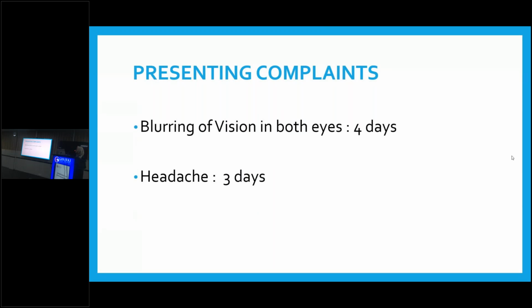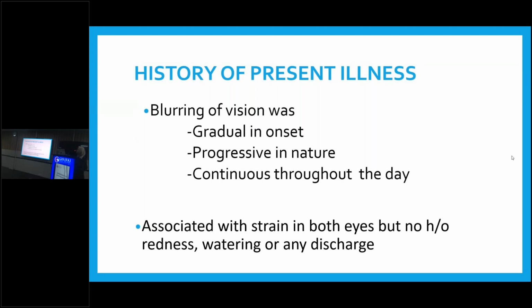She presented with the complaints of blurring of vision in both eyes since the past 4 days, associated with headache since the past 3 days. The patient was in her usual state of health 4 days back when she experienced blurring of vision, which was gradual in onset, progressive in nature, and continuous throughout the day. It was associated with strain in both eyes, but there was no history of redness, watering, or any discharge.